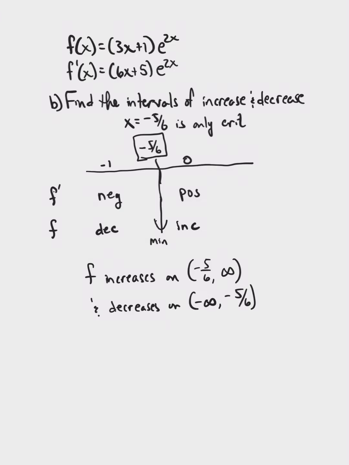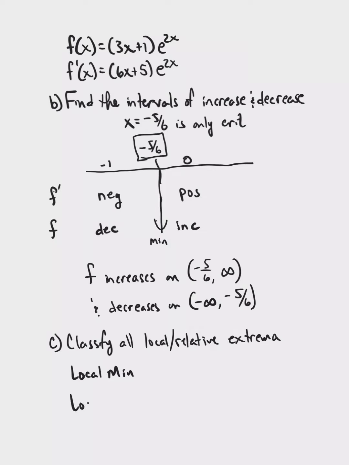Let's see here. And so then for part C, we want to classify all local extrema. Be aware too, sometimes these are called relative extrema. It just depends on who's saying it. All right. So whenever we're talking about local extremes, we're talking about a local min and a local max. Okay. And so we've already answered this question here.